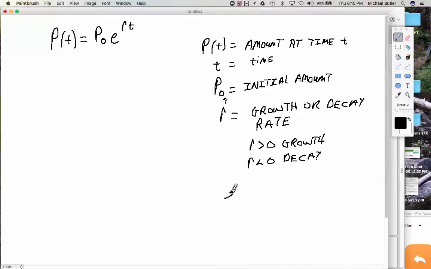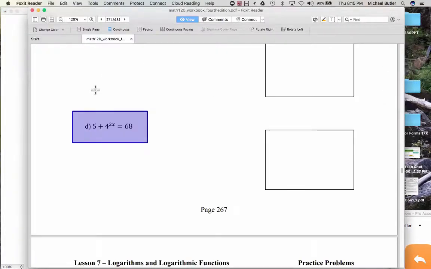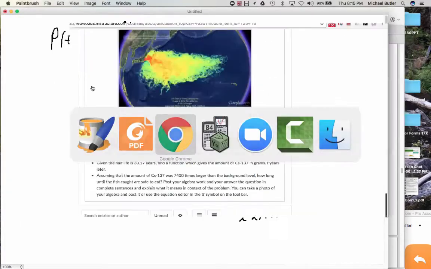And then last but not least, e, that's Euler's constant. It's just a number. So it's approximately 2.71828... So that's just a number, okay? All right, so back to the problem at hand here.